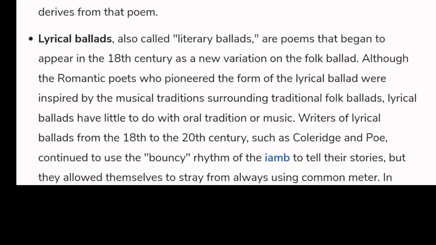Lyrical ballads, also called literary ballads, are poems that began to appear in the 18th century as a new variation on the folk ballad. Although the Romantic poets who pioneered the form were inspired by the musical traditions surrounding traditional folk ballads, lyrical ballads have little to do with oral tradition or music.